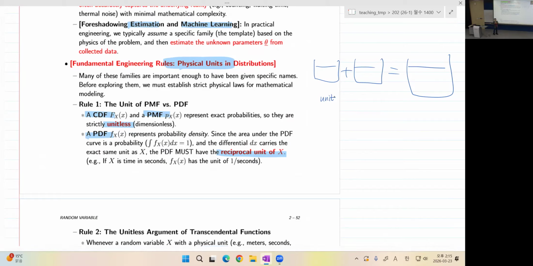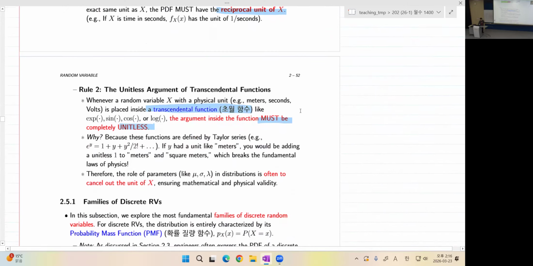Every physical quantity has units. And if you assign units to the variable of your outcome from a random experiment, then, for example, your probability density function suddenly has units. So let's see that.